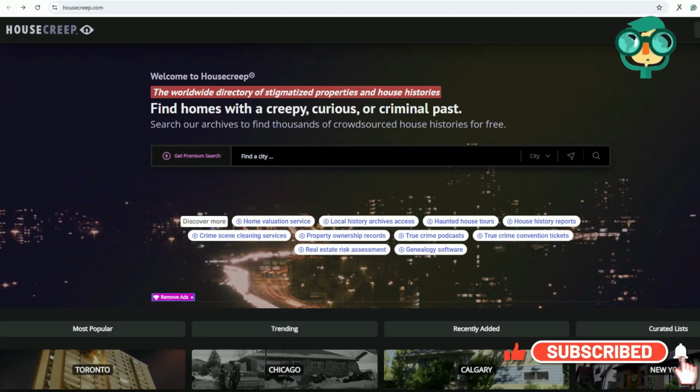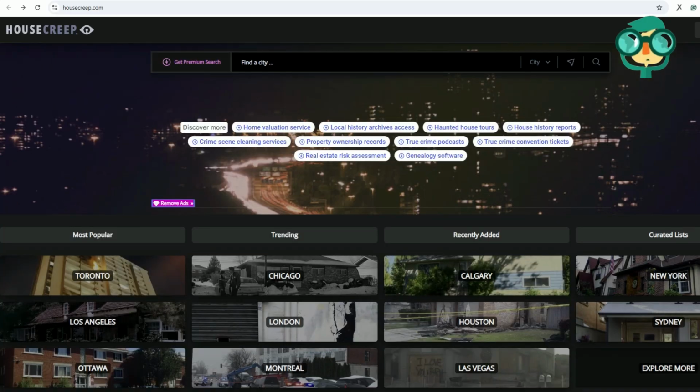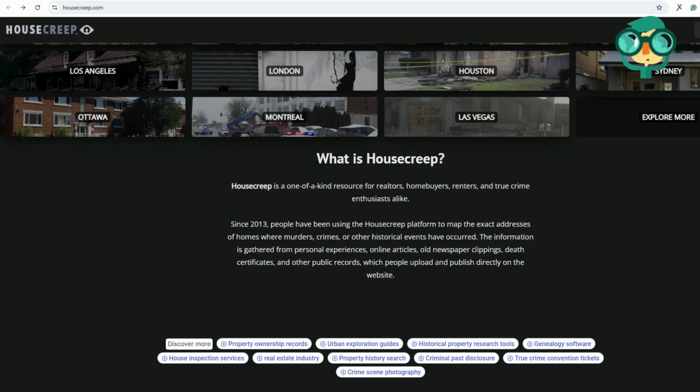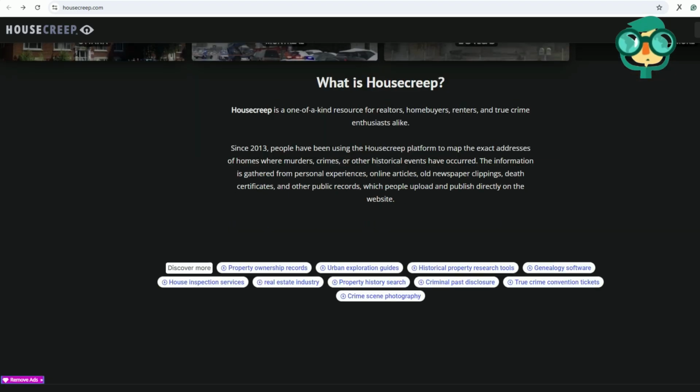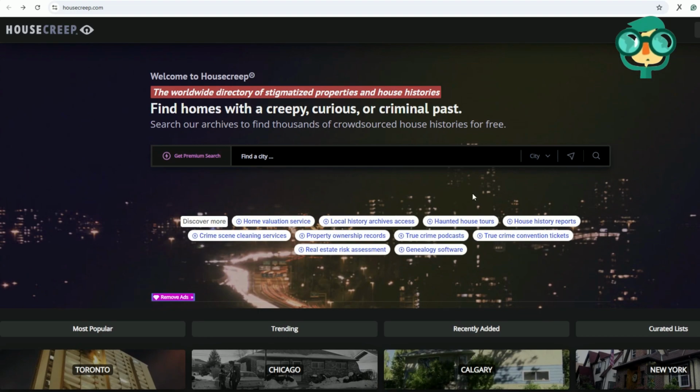Check housecreep.com. HouseCreep is a crowdsourced site where people share addresses linked to crimes or disturbing events. It mainly covers properties in the US and Canada with a few international entries and can give extra context about a home's past.